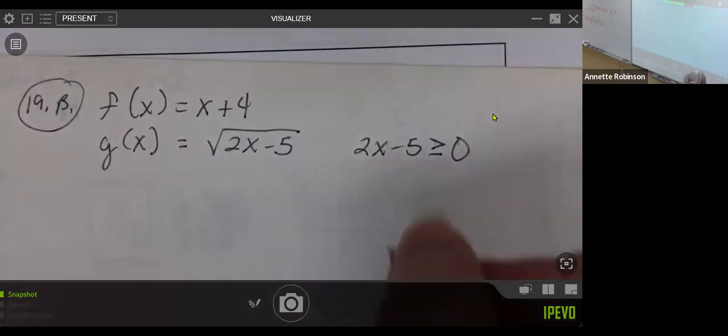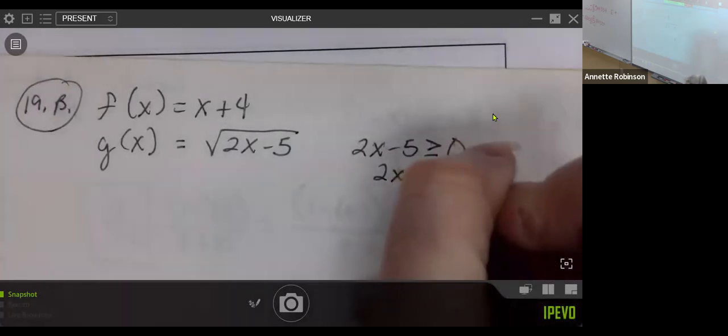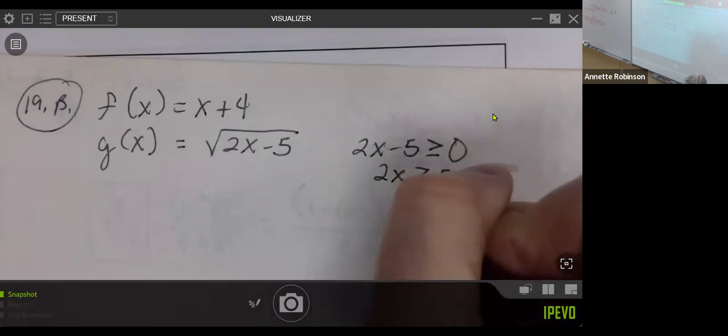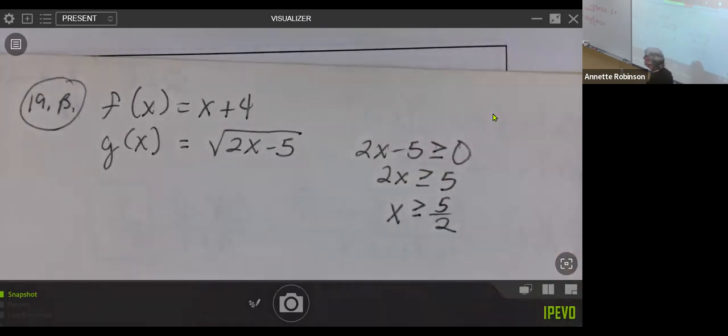So if I add 5 to both sides, do you want me to flip the arrow because I added 5? Okay, so then I'm going to divide by 2. Do you want me to flip the arrow? So there's our restriction. We can only talk about x's greater than or equal to 5 halves right now. They may throw us another curveball.